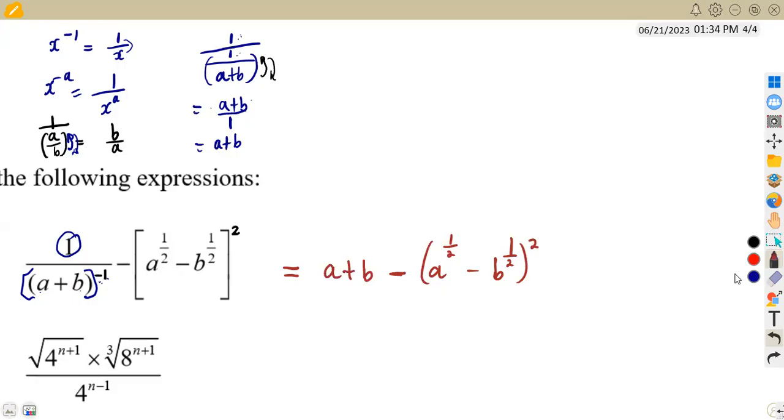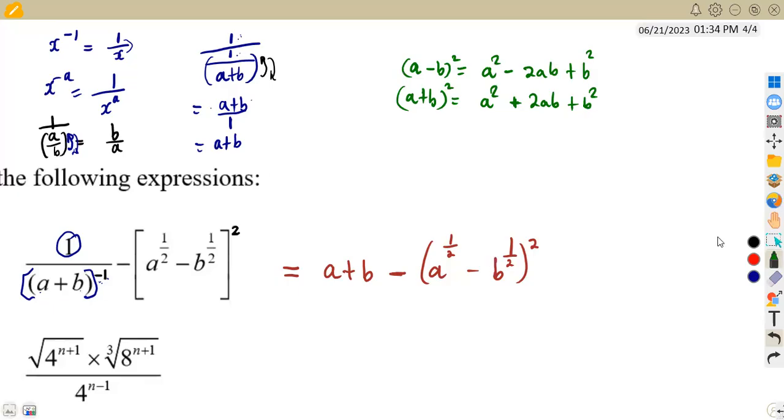Never be tempted to raise a to the exponent of a half to the exponent of 2 and get a, and b to the exponent of a half to the exponent of 2 and get b. This is actually wrong. Take note, guys, from our expansion, either I'm expanding the brackets or I'm using the concept that we know that a minus b squared is equal to a squared minus 2ab plus b squared. We are supposed to have this identity, and also the one for addition, a plus b squared, which is equal to a squared plus 2ab, so this will be a plus here, plus b squared this time. So if we check, this is what we are simply having.